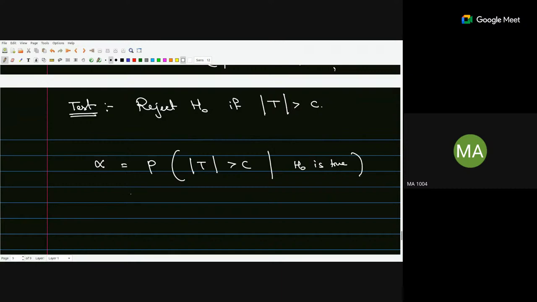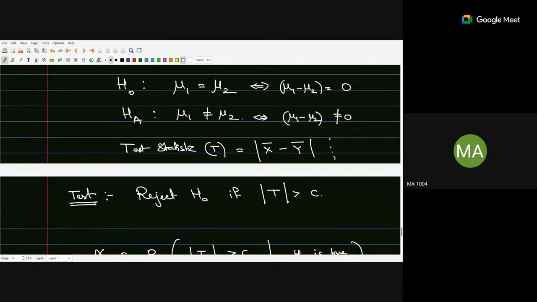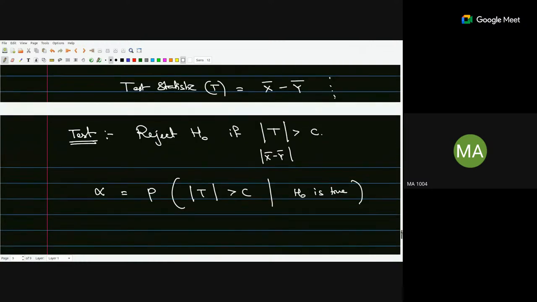Now, the next question is, we reached here, but we don't know the distribution of this. We are taking the modulus of t, which means the modulus of x bar minus y bar. How do I convert the modulus of x bar minus y bar? Somehow I should convert it to the standard normal. So that is why I can use the z distribution, and that is why this is called the z test.